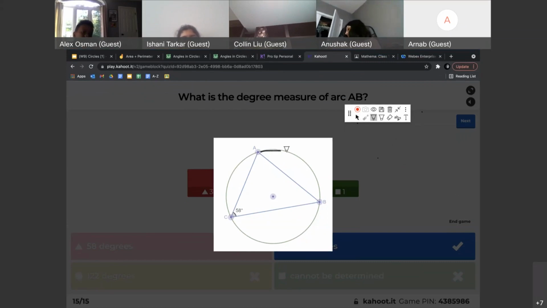Okay, so for this problem, we know this is an inscribed angle, meaning it's half the measure of the central angle, meaning we just do 58 times 2, which is 116, and we get the blue answer. So good job to everyone who got it.